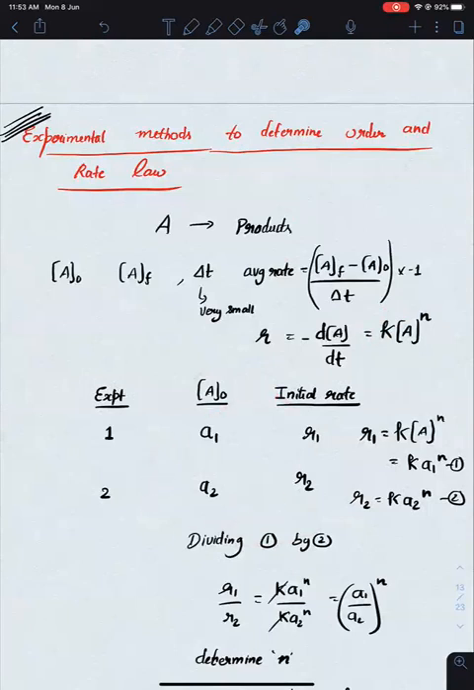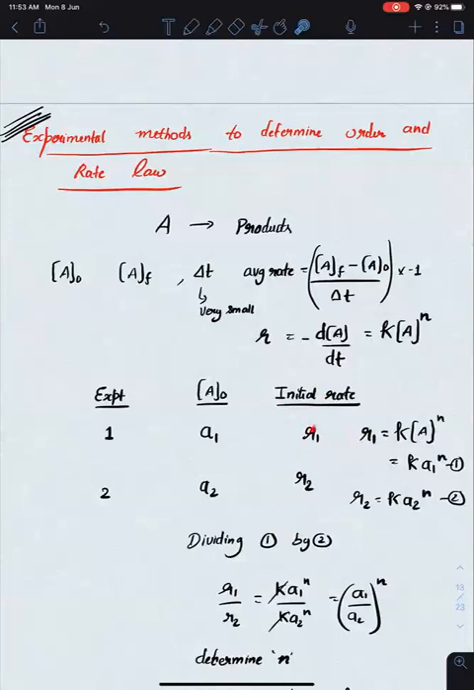Based on this data, if you substitute, R1 is equal to K into concentration of A, which is A1 power n. Here you are substituting the instantaneous rate, and this is usually done in the initial part of the reaction. If they are not giving you the initial rate, you can find the instantaneous rate by calculating the average rate. Average rate and instantaneous rate are approximated to be the same. In this question, they have directly given you the initial rate, so you have substituted.